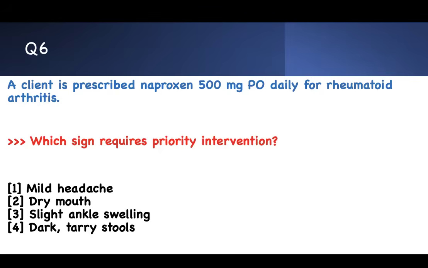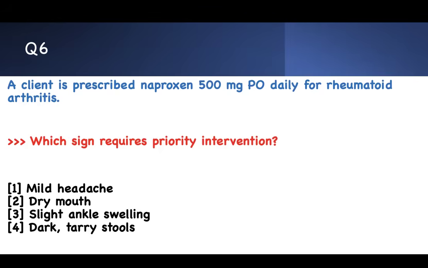Before you answer it, ask yourself, what is Naproxen? It's an NSAID. What is the major side effect? It causes bleeding. It causes fluid retention, hypertension. It causes a bunch of stuff. But look at the answer choices and prioritize one of them. Mild headache, dry mouth, slight ankle swelling, and dark tarry stool.